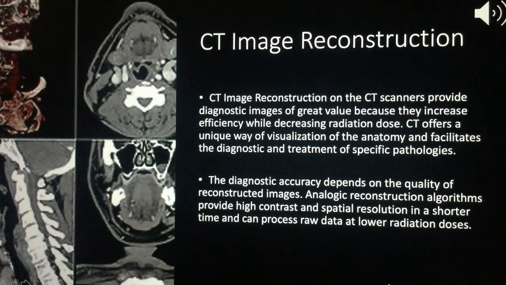CT image reconstruction provides diagnostic images which increase efficiency and decrease radiation dose, offer a unique way of visualizing the anatomy, and make it easy to detect specific pathologies. The accuracy and quality of the images provide higher contrast and spatial resolution in a short time, and can process raw data at lower radiation doses.